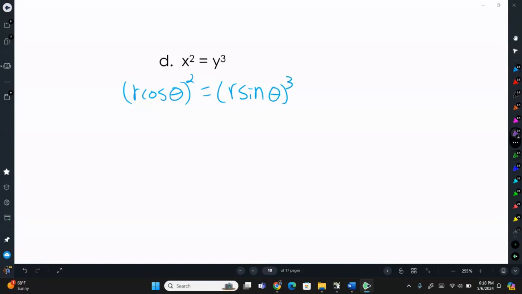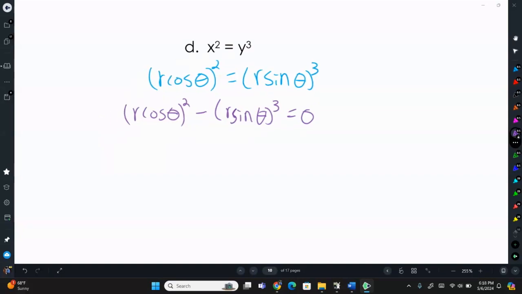Okay, so then we're going to get everything to one side because then we can maybe factor out the r. So we're going to do r cosine theta squared minus r sine theta cubed equals 0. Now we're going to distribute the square to the r and the trig function, the cosine. So r squared times cosine squared of theta minus, distribute the third power, r to the third times sine cubed of theta equals 0.